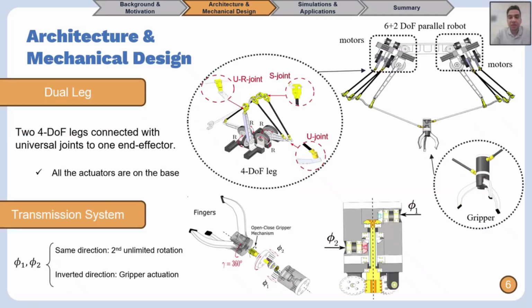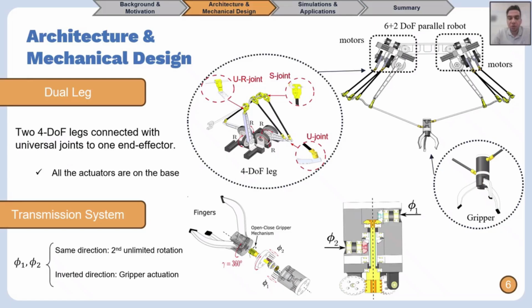Speaking of the mechanical design, the design has very compact features with modular design. We have 2 identical 4 degree of freedom legs. Each leg consists of U joint, S joint, and UR joints that connect the links together with all the motors on the base. The 2 4 degree of freedom legs are then connected to the gripper with universal joints. The gripper consists of a transmission system. This transmission system gets 2 inputs, 1 from each leg.